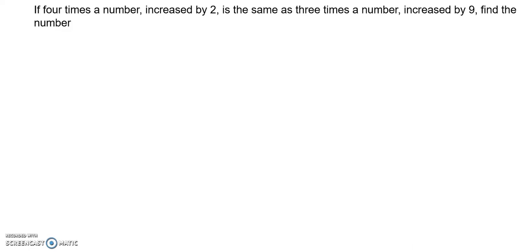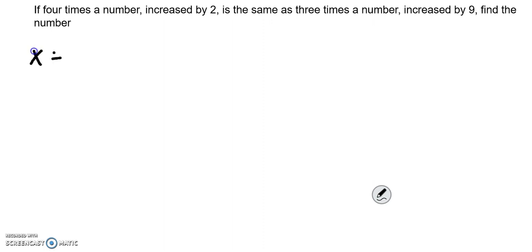Okay, so the problem we're going to be working on is problem 1 of number problems level 1. And the problem reads, if 4 times a number increased by 2 is the same as 3 times a number increased by 9, find the number. So the first thing we always want to do when we're working on a hands-on equation problem is figure out what x is going to represent.